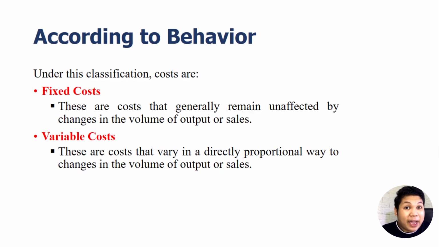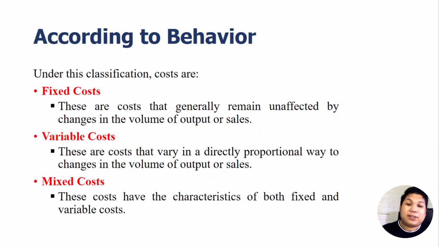The third type of cost under this classification is the mixed cost. The mixed cost has the characteristics of both fixed and variable costs. So they're actually semi-variable and semi-fixed. There are costs which are somehow fixed but also have the characteristics of a variable cost.